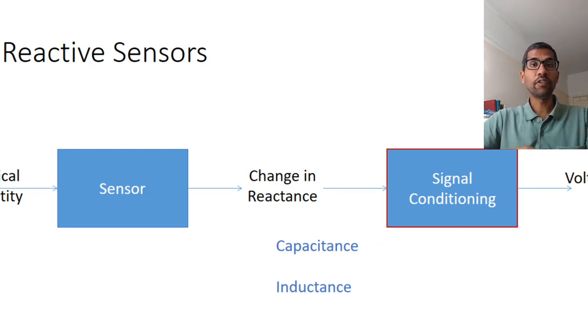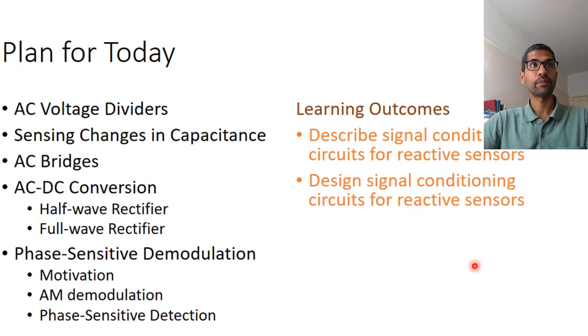Right? So we've already seen that a reactive sensor is a sensor which takes a physical quantity as an input and gives a change in reactance as a response. And now what we want to do is take this change in reactance, a change in capacitance or inductance, and convert it into a voltage. Okay, so that's what the signal conditioning circuit wants to do. This is what we are planning to study in this lecture.